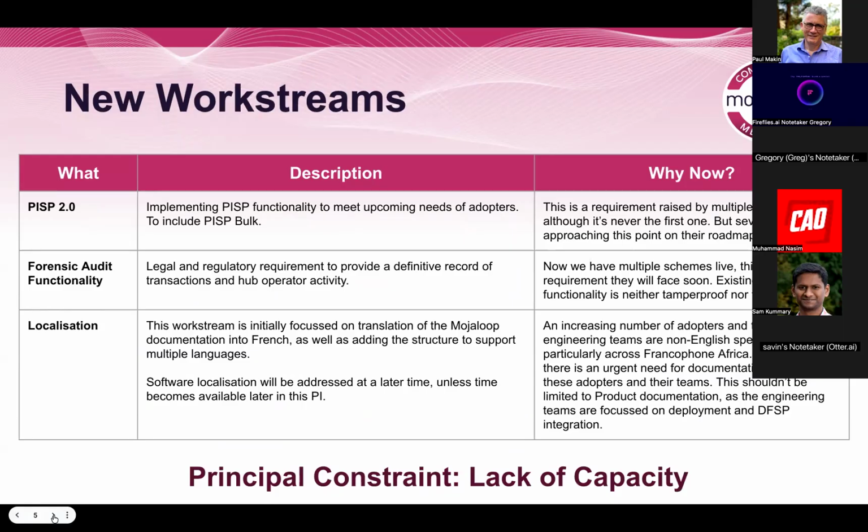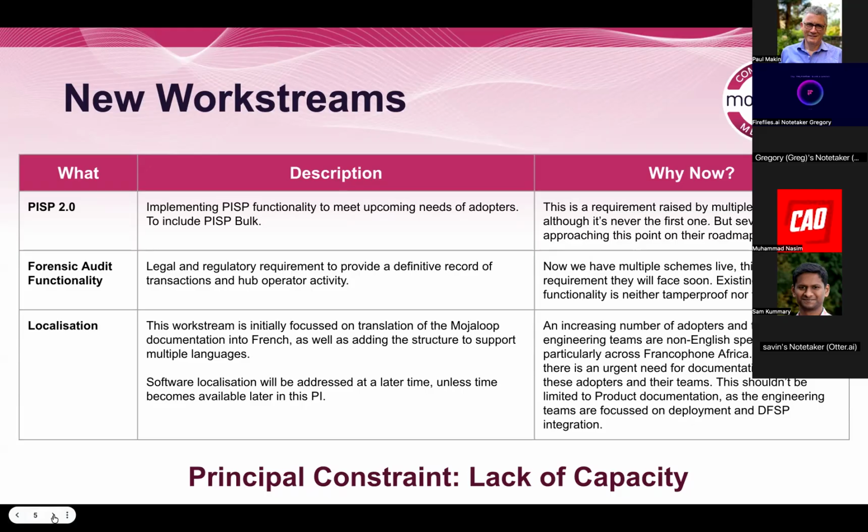There are three work streams which have recently kicked off. One is PISP 2.0, where we're enhancing our existing PISP functionality to meet some broader requirements of adopters. It is a requirement raised by multiple adopters. It's never the first one, obviously, but once somebody has a Mojaloop deployment live and running, then PISP is a fast follower in terms of requirements.